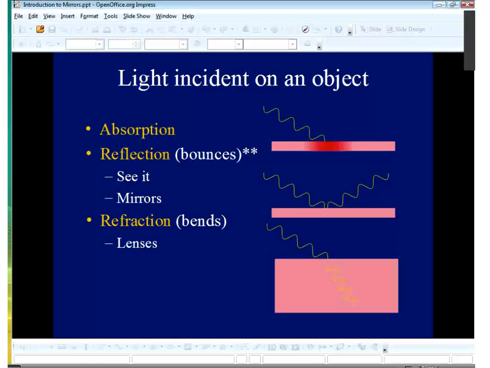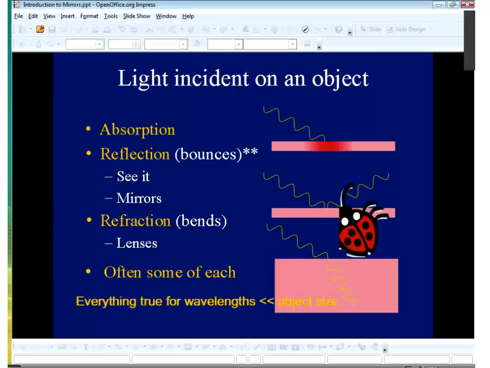But one can try to control different phenomena by coating, for example. In case of a mirror, you coat it so well that it primarily reflects. So one can dominate out of these three. But most of the time, it is all the three.